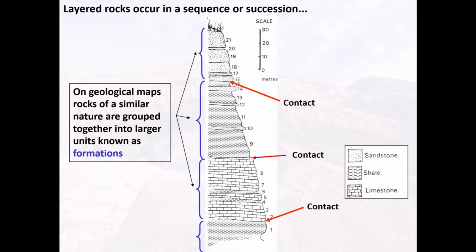So instead, what geologists do, when you have rocks of a similar nature, we group them together into larger units that you can actually display adequately on a map, and these larger units are called formations. So formations will be made up of rocks of a similar nature that individually you can't possibly hope to display on a map with any meaningful scale.